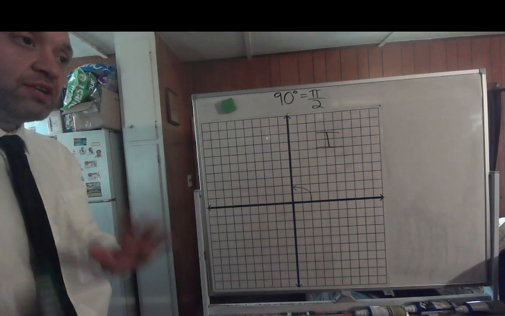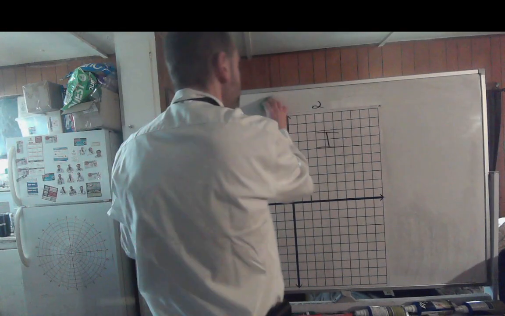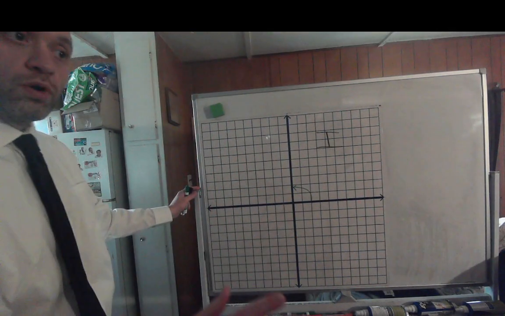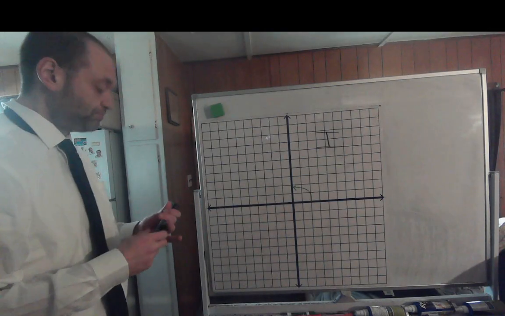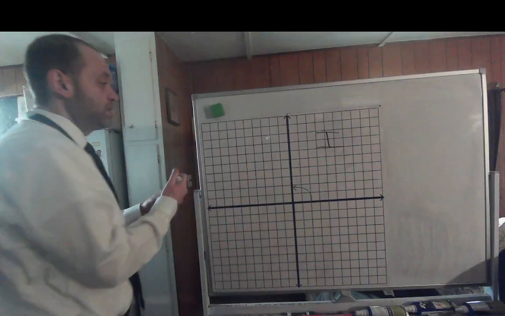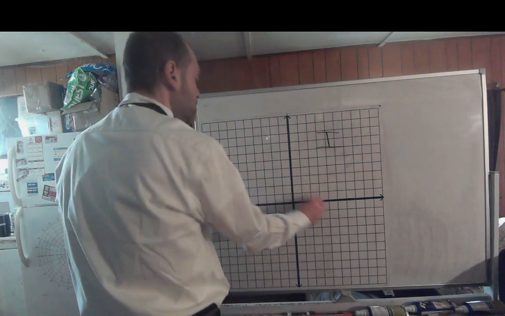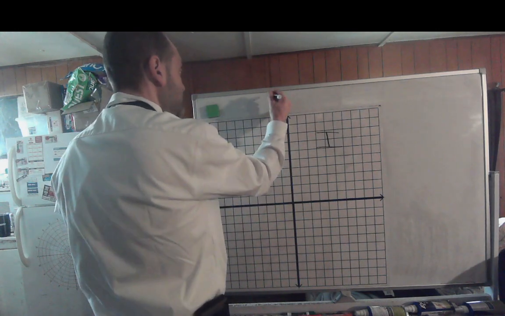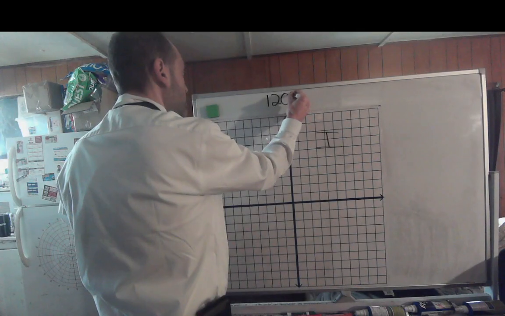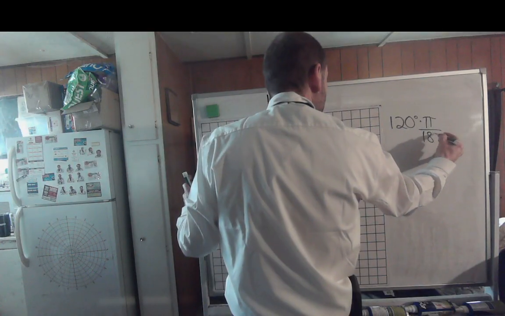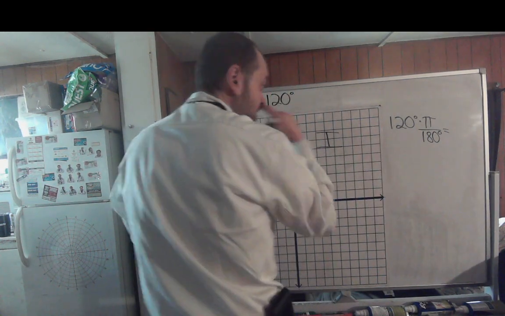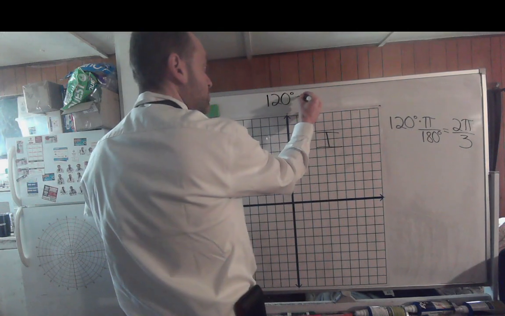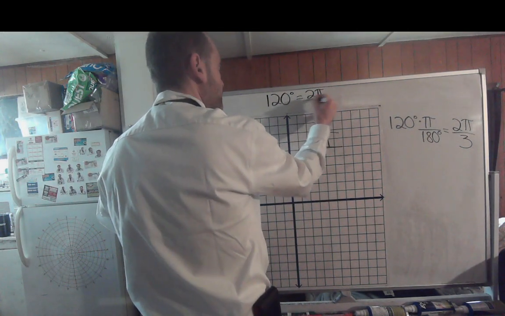Now where it gets a little bit hairy is going to be quadrants 2 through 4. So let's get into quadrant 2. Let's sketch a 120-degree angle, which, why don't we convert that to radians? So 120 degrees times pi over 180, that's going to equal 2 pi over 3 in terms of radians. So 120 degrees is 2 pi over 3 radians.